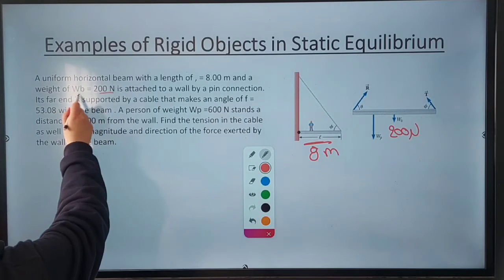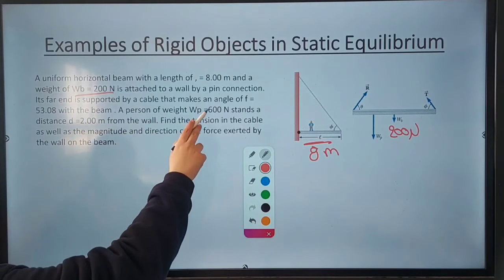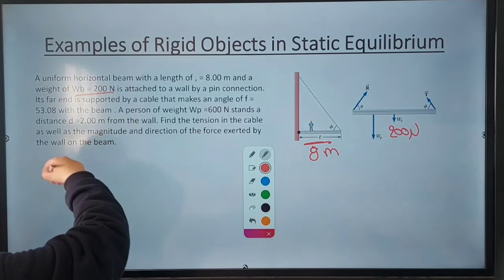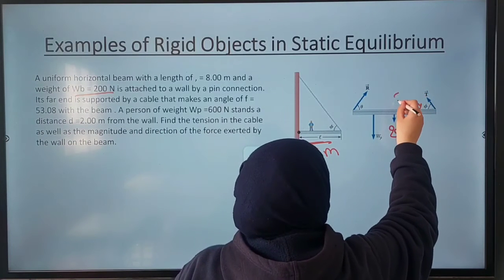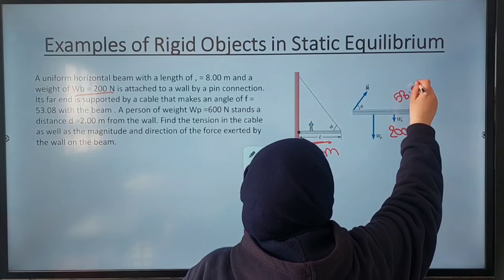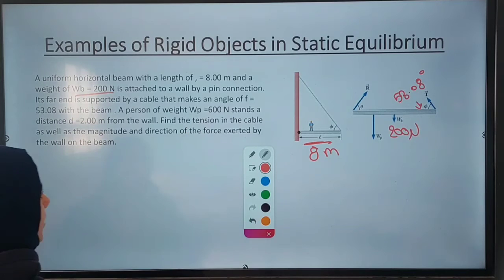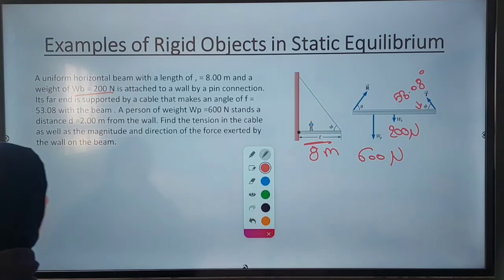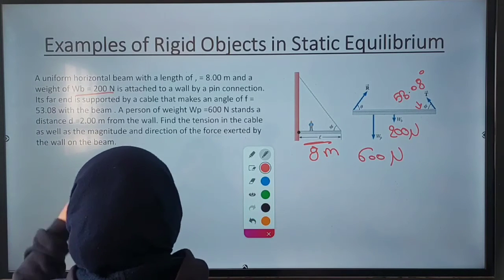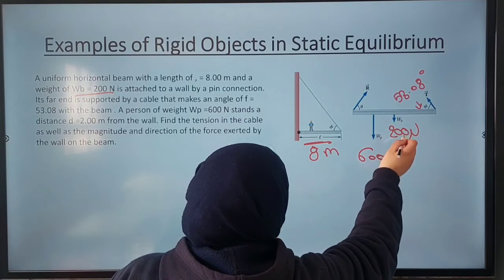It is attached to the wall by a pin connection and is supported by a cable that makes an angle phi equal to 53.08 degrees. And the second weight equals 600 Newton, standing at a distance d, the distance d for the weight from the tension is here.